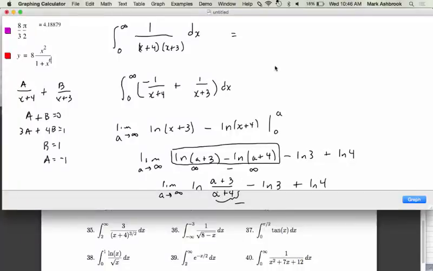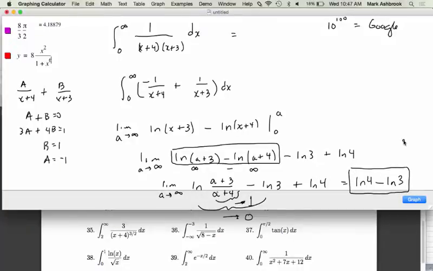You know what a Google is? 10 to the 100th is a Google. So a Google plus 3 over a Google plus 4. What is this becoming? We have a Google over a Google, which goes to 1. And as that ratio goes to 1, natural log goes to 0. And so we get ln of 4 minus ln of 3, or natural log of 4/3.